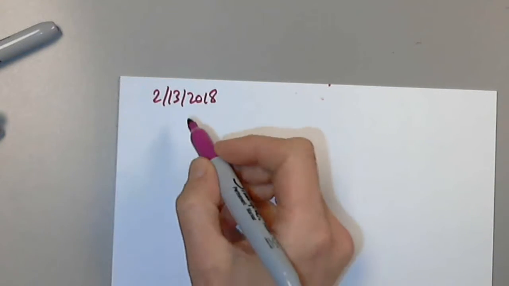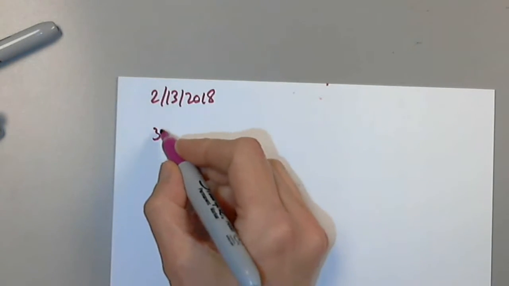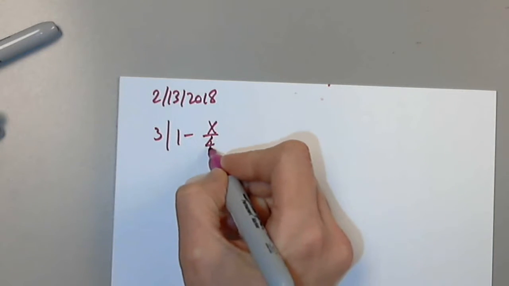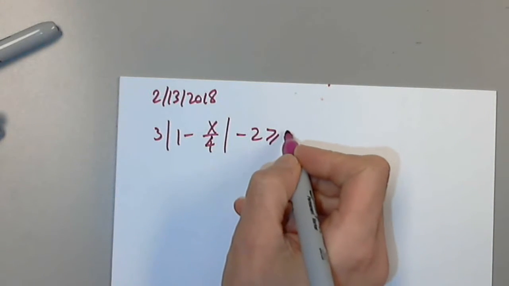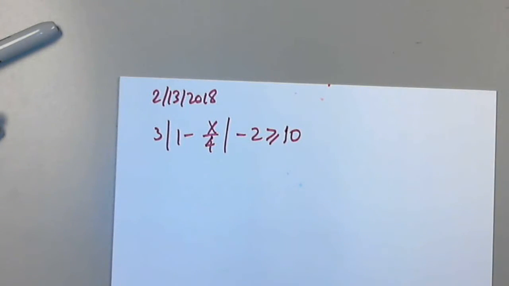It was 3 times the absolute value of (1 minus x over 4) minus 2 greater than or equal to 10. If you remember, this is an absolute value inequality. And first of all, we have to clean it up. I will add 2 and divide by 3.